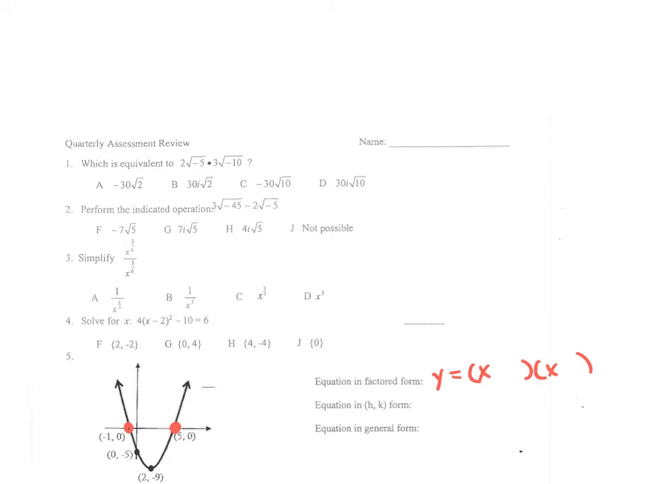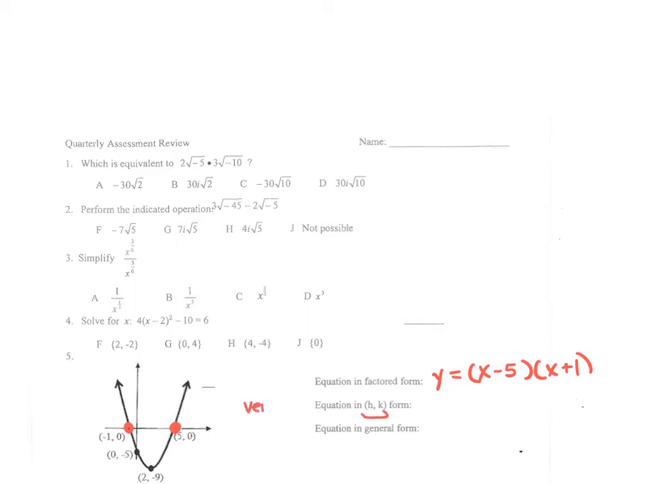All right, number 5, when you write an equation in factored form, you want to look at the intercepts, and the factors are going to be the opposite of the intercepts. So since this is a positive 5, over here we're going to make this minus 5. My other intercept is at negative 1. So when we write it in factored form, this is going to be plus 1. That's factored form.